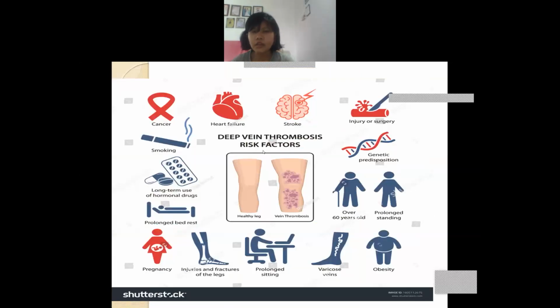Okay, next is risk factors. I mean, how can a person have this deep vein thrombosis? Why does it usually occur, like who is at risk of having this deep vein thrombosis? Okay, first is cancer. So if a person has cancer, and you know why cancer occurs? First thing, students, anybody, why does cancer occur? Anyone, why does cancer occur?